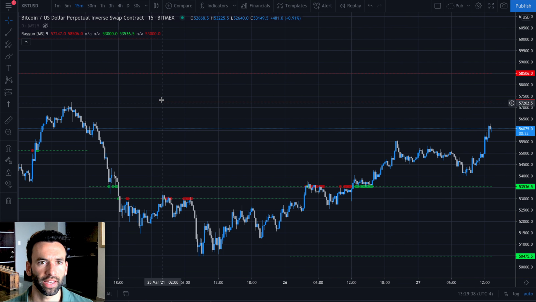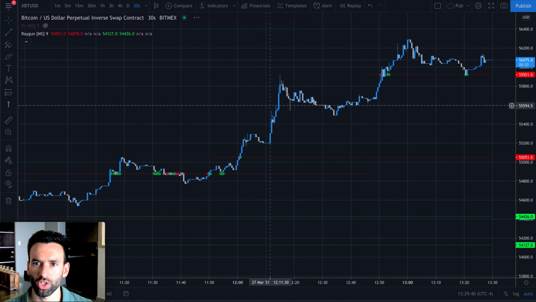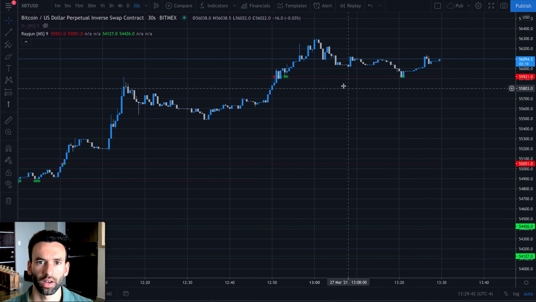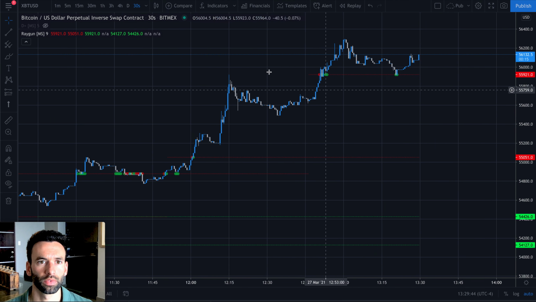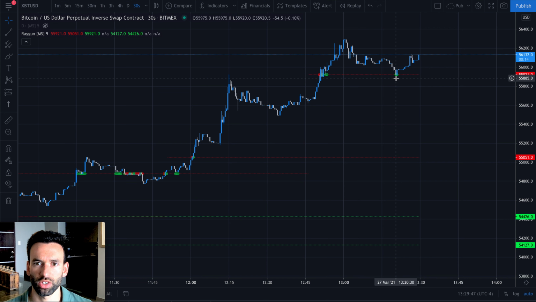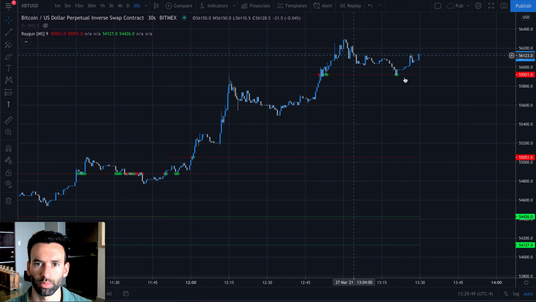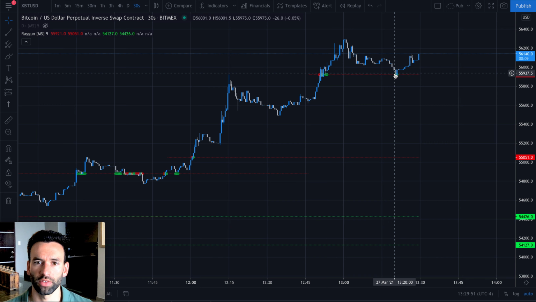That's basically it. These, of course, all get drawn in real time. This is a 30-second chart, so this was just a few minutes ago. Look at that, that's a beautiful retest right there of that level.